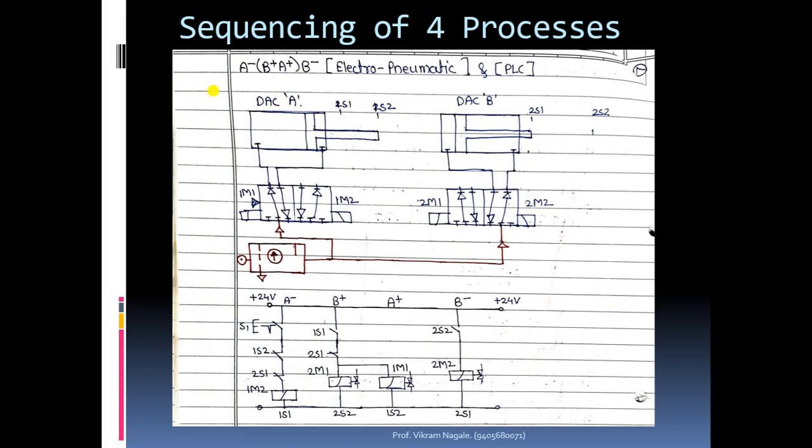Means in short, whatever the second output is, it is concerned with the same cylinder, and because of which, after changing the status of the same cylinder, we cannot implement that and we can't achieve the next process together.